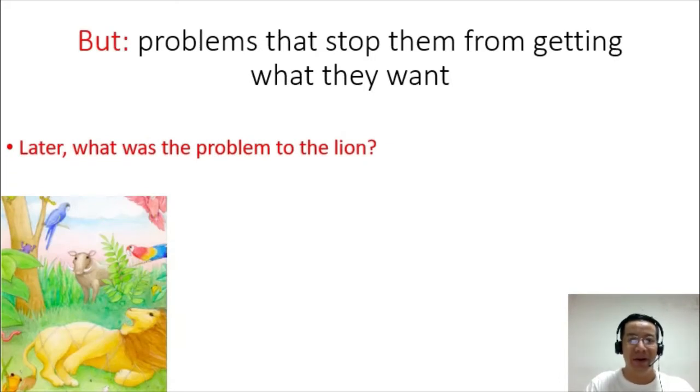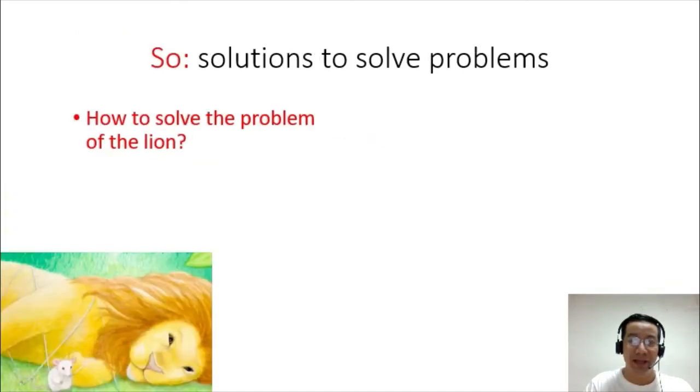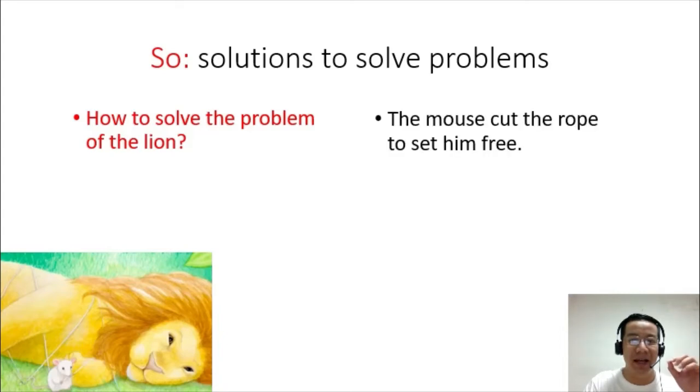Later, not long after, what was the problem to the lion? He was caught in the net. And if you still remember the content of the story, he was trying to get out of the net, but he couldn't because the ropes were too strong. Then how to solve the problem of the lion? Remember? The mouse heard the lion. Then it ran to the place of the lion and cut the rope to set the lion free.